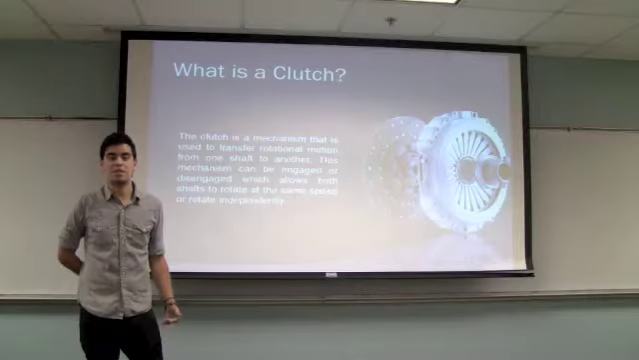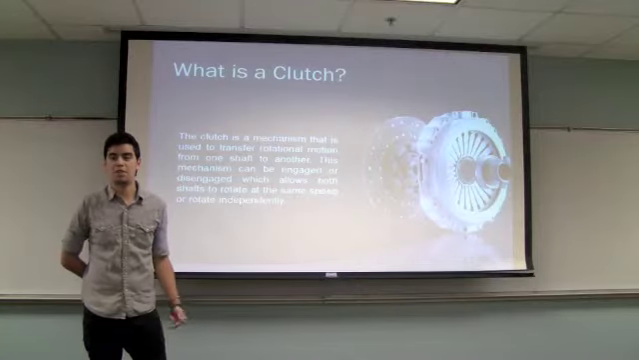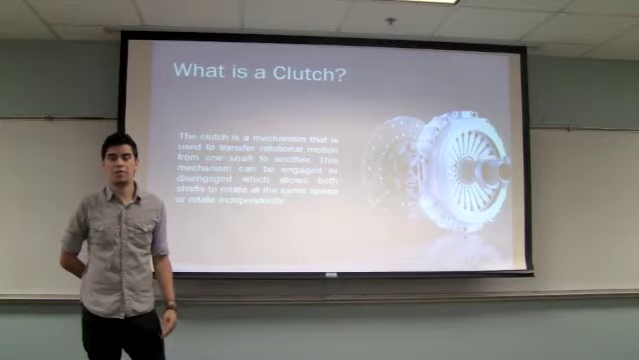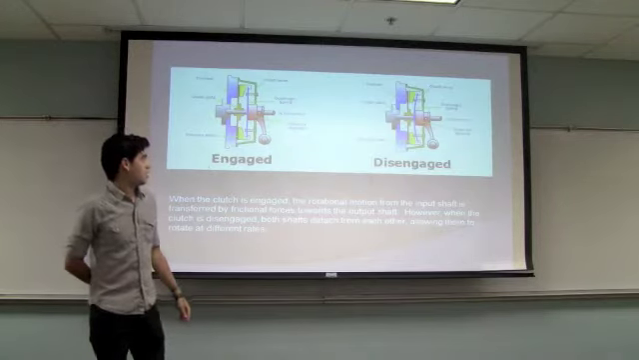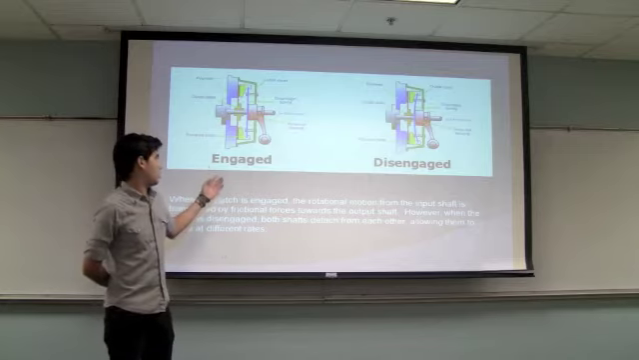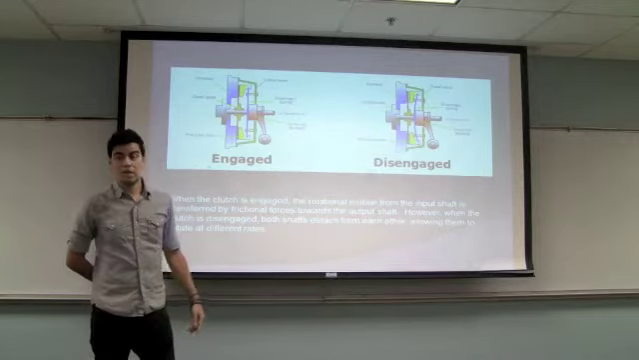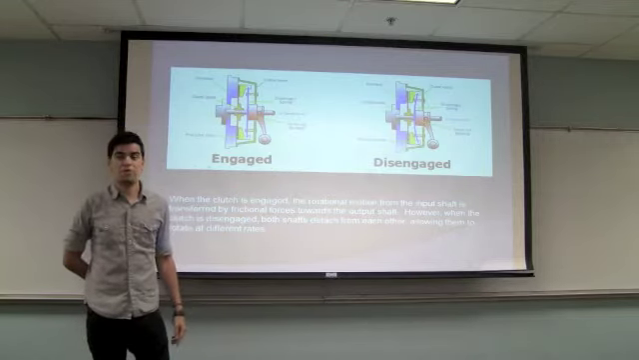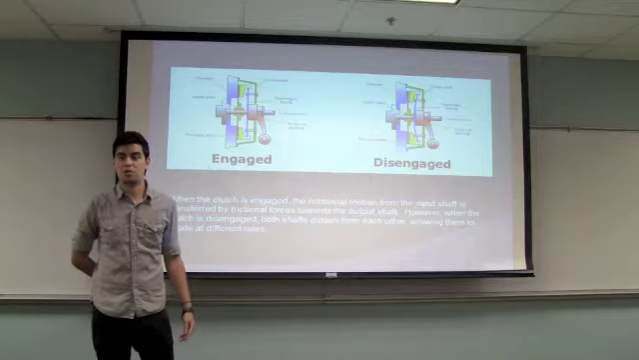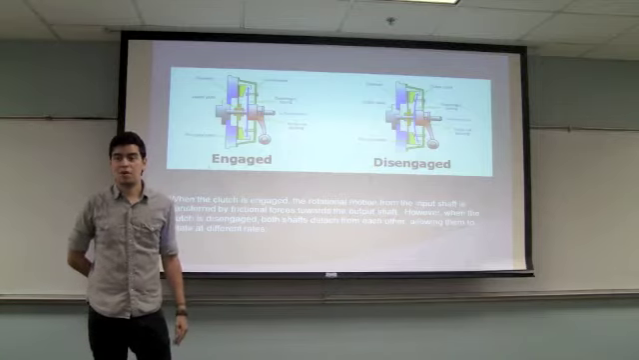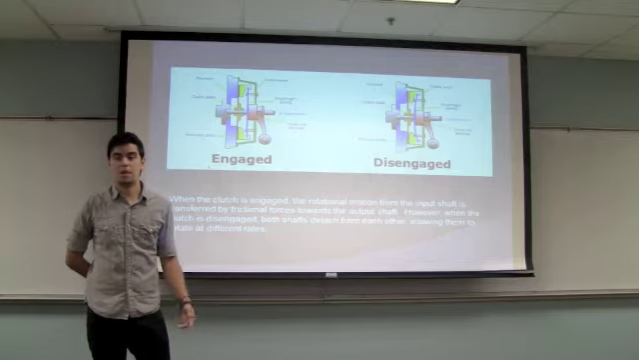A clutch is a mechanism that is used to transfer rotational motion from one shaft to the other. This mechanism can be engaged or disengaged to allow the shafts to rotate freely or at the same speed. Here's a diagram of a normal disc clutch when it is engaged and disengaged. When the clutch is engaged, the rotational motion from the input shaft is transferred by frictional forces towards the output shaft. However, when the clutch is disengaged, both shafts detach from each other, allowing them to spin at different rates.